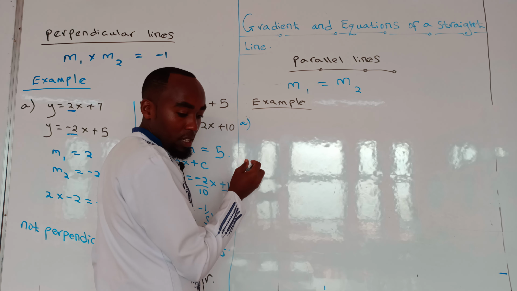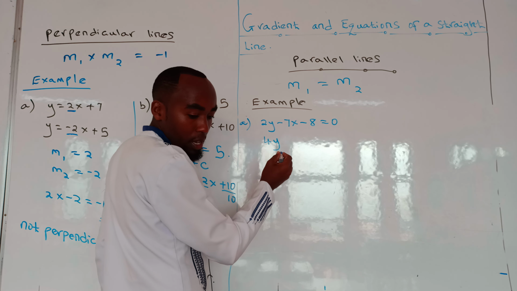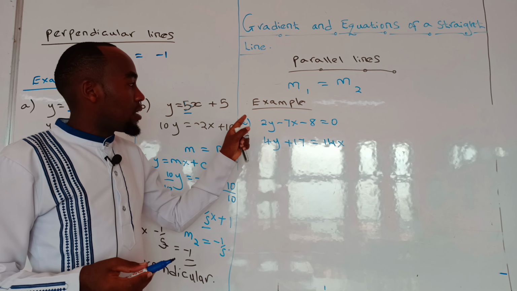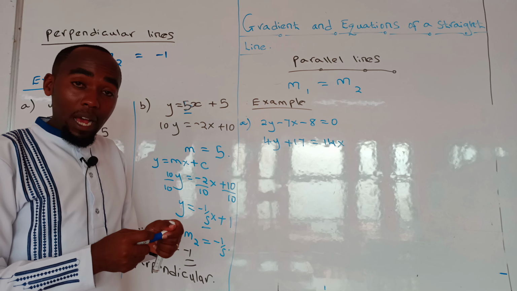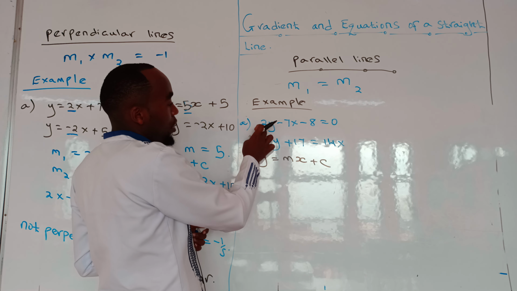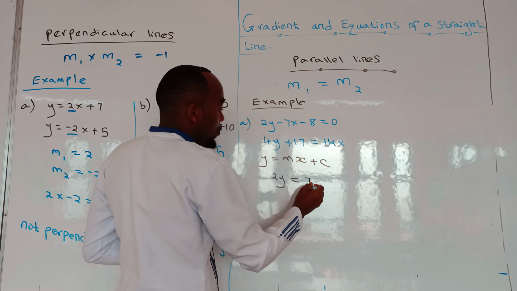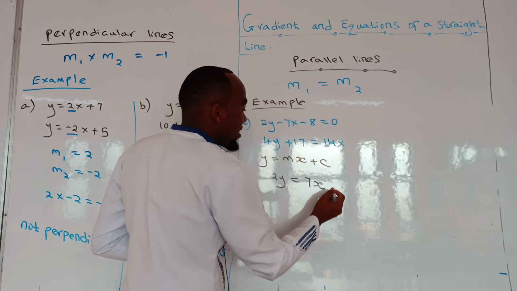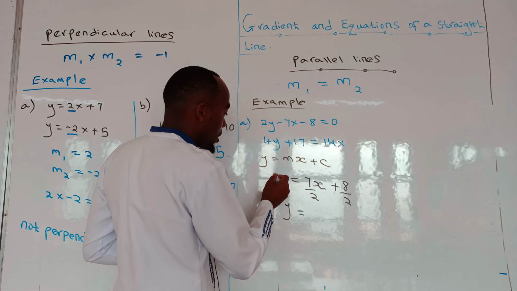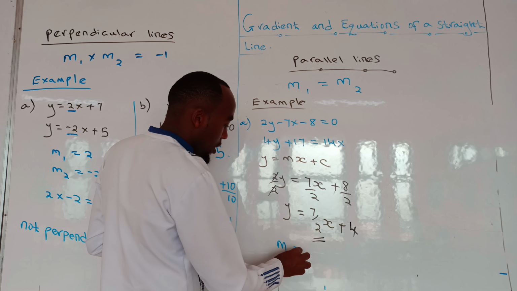The first one we are given is 2y minus 7x minus 8 equals 0. Then we have 4y plus 17 equals 14x. The first responsibility here is to rewrite these equations in the form y equals mx plus c, so that we can identify the gradient. For the first one, we remain with 2y on one side and take the rest to the other side. Negative 7x becomes positive 7x, and negative 8 becomes positive 8. Then we divide by 2 throughout. Therefore, y equals 7 over 2 x plus 8 divided by 2, which is 4. The gradient m1 is 7 over 2.